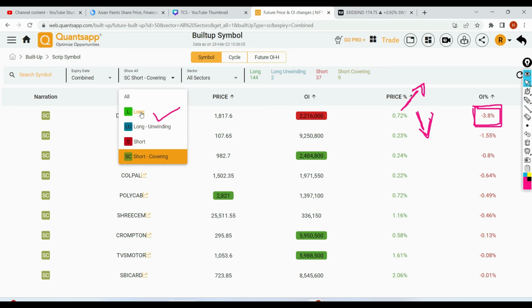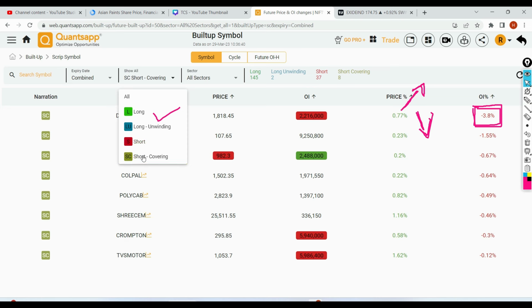Again, let me tell you, long is, if you are bullish about that particular stock, the price will go up, and along with that the open interest will also ideally go up. Long unwinding is when the price is coming down and your open interest is also coming down, because whoever went long is squaring off their position. It could be profit booking, it could be booking their losses, it is subjective. Short, whoever feels that this particular stock will go down will do the shorting, the price will come down, and along with that the open interest will increase, because the participant should have that conviction about the trade going down.